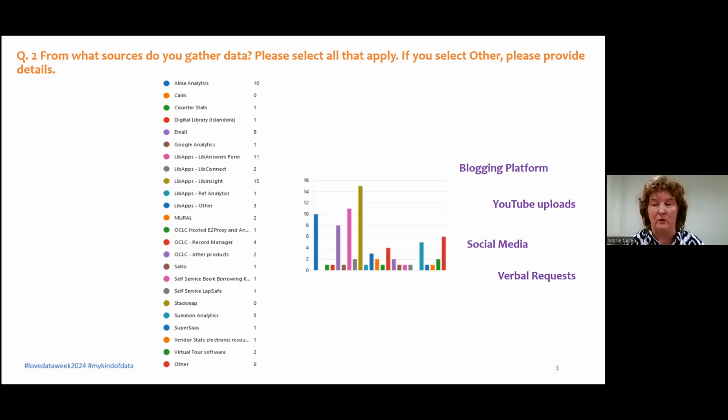21 were selected by one or more respondents with additional sources cited in the other option. And you can see they were a blogging platform, YouTube uploads, social media, and verbal requests. And even though I had put the list together, it's still a lot of sources of data. So it gives an idea of the kind of level of data that we're dealing with from numerous sources. So the scale of it even surprised me, to be honest with you.